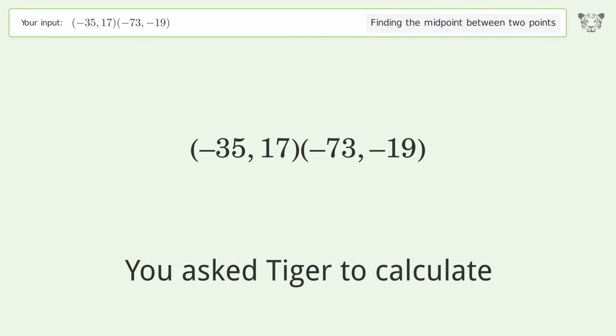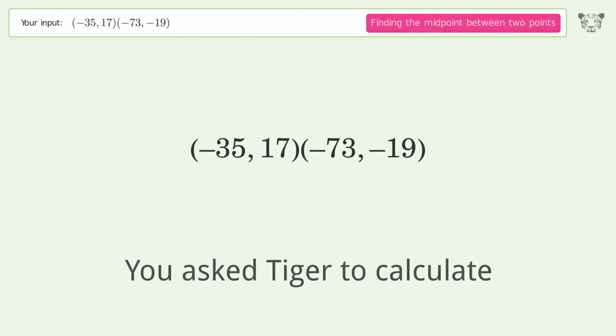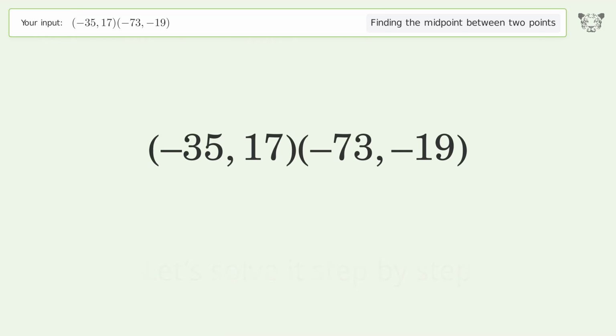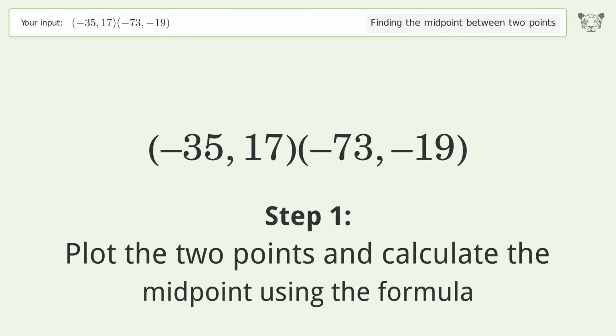You ask Tiger to calculate. This deals with finding the midpoint between 2 points. The midpoint between the 2 points is -54, -1. Let's solve it step by step. Plot the 2 points and calculate the midpoint using the formula.